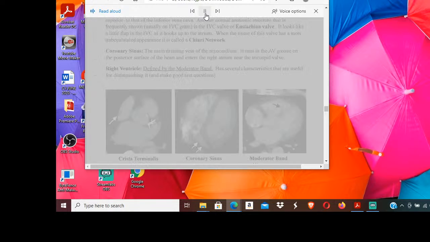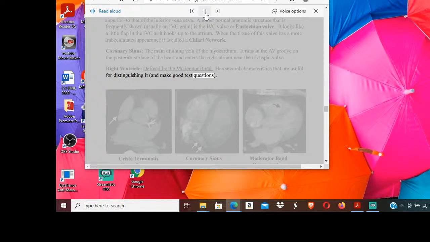Another normal anatomic structure that is frequently shown, usually on IVC gram, is the IVC valve or Eustachian valve. It looks like a little flap in the IVC as it hooks up to the atrium. When the tissue of this valve has a more trabeculated appearance, it is called a Chiari network. Coronary sinus, the main draining vein of the myocardium. It runs in the AV groove on the posterior surface of the heart and enters the right atrium near the tricuspid valve.